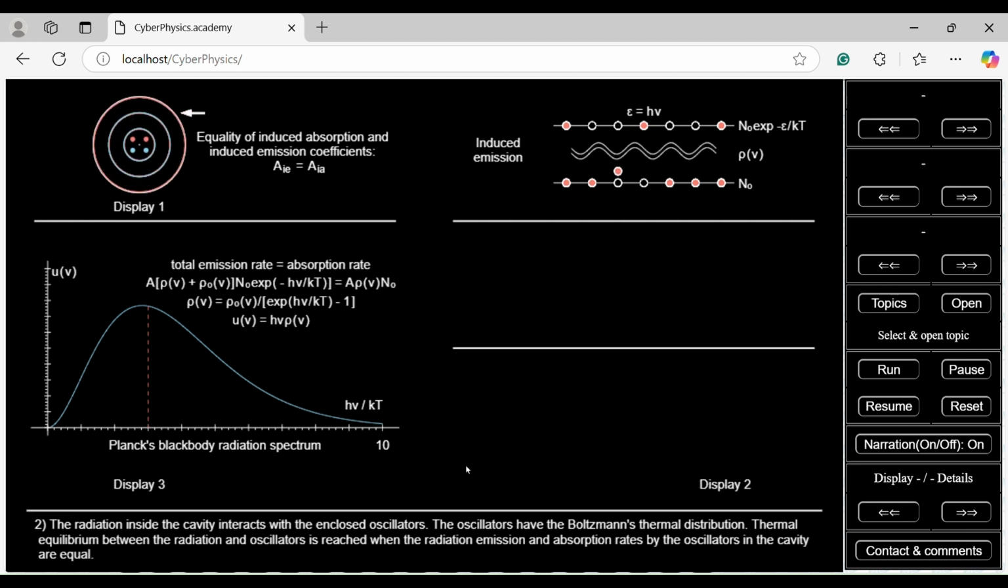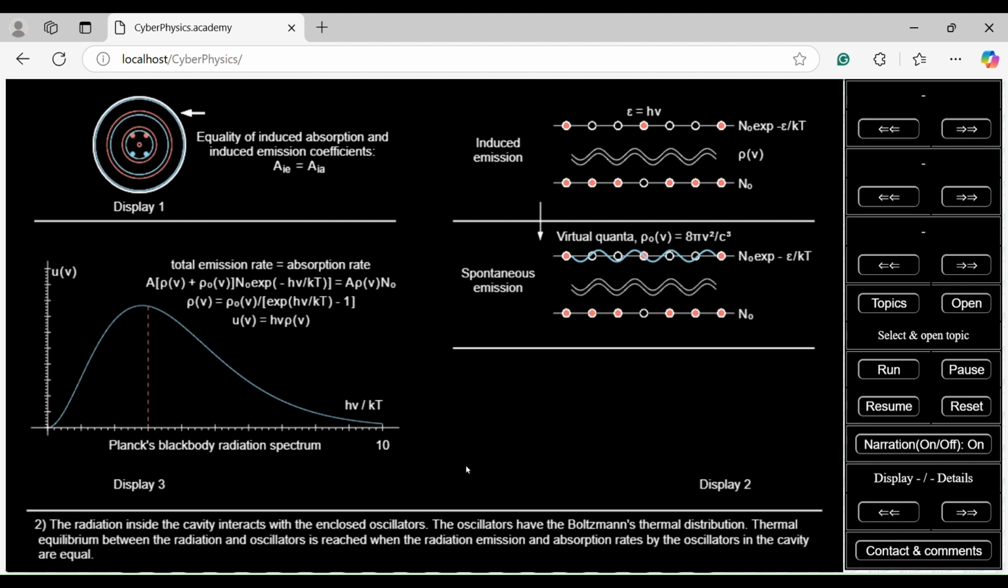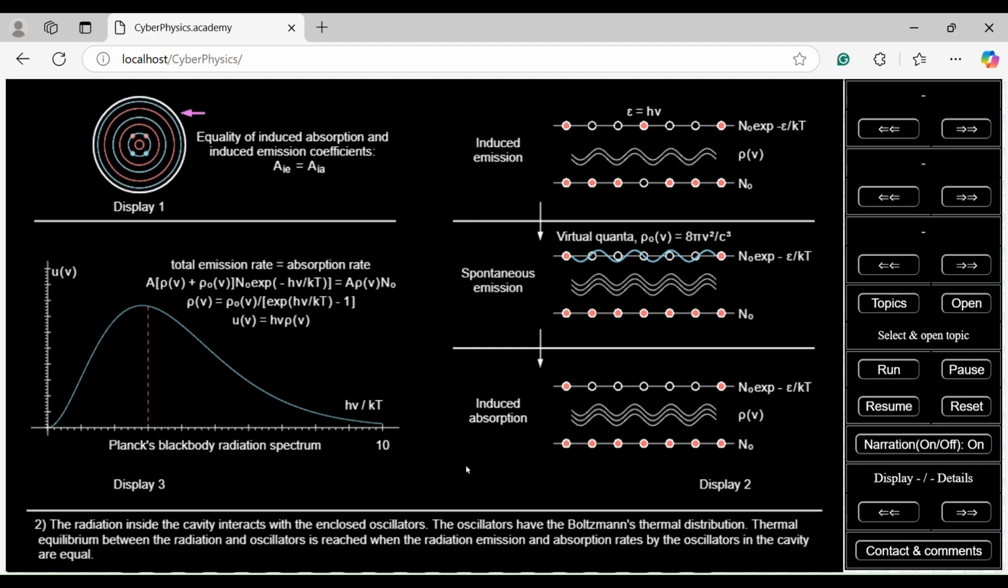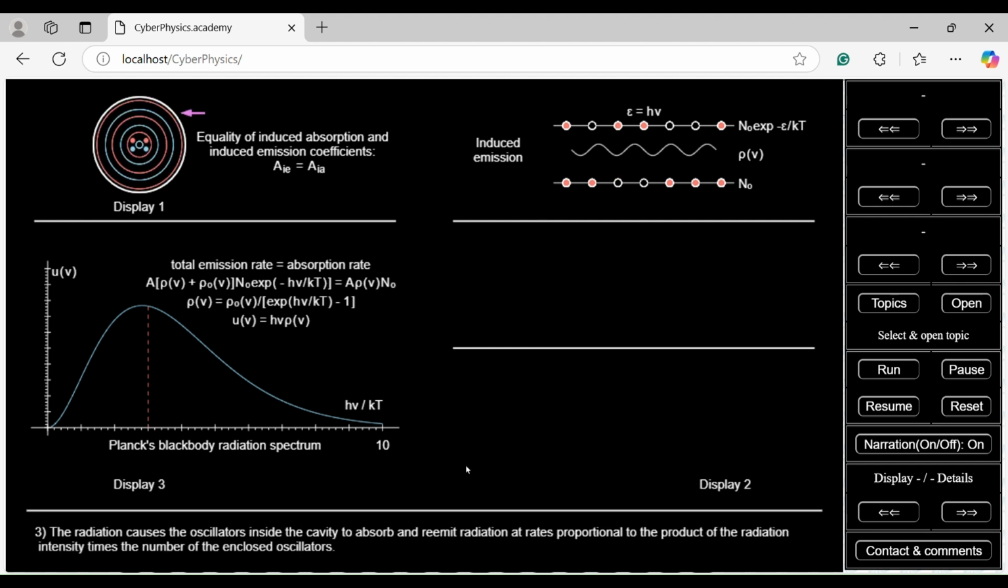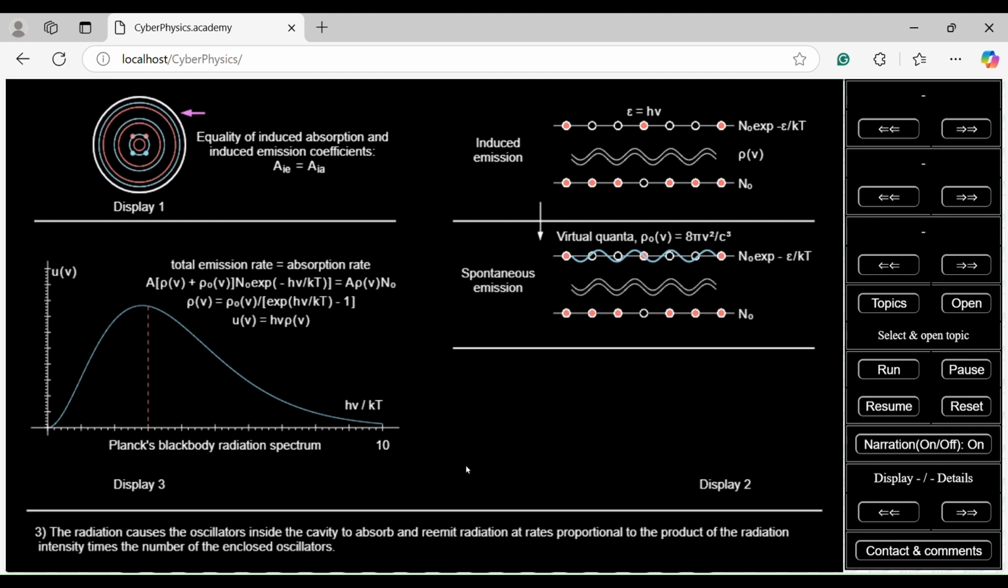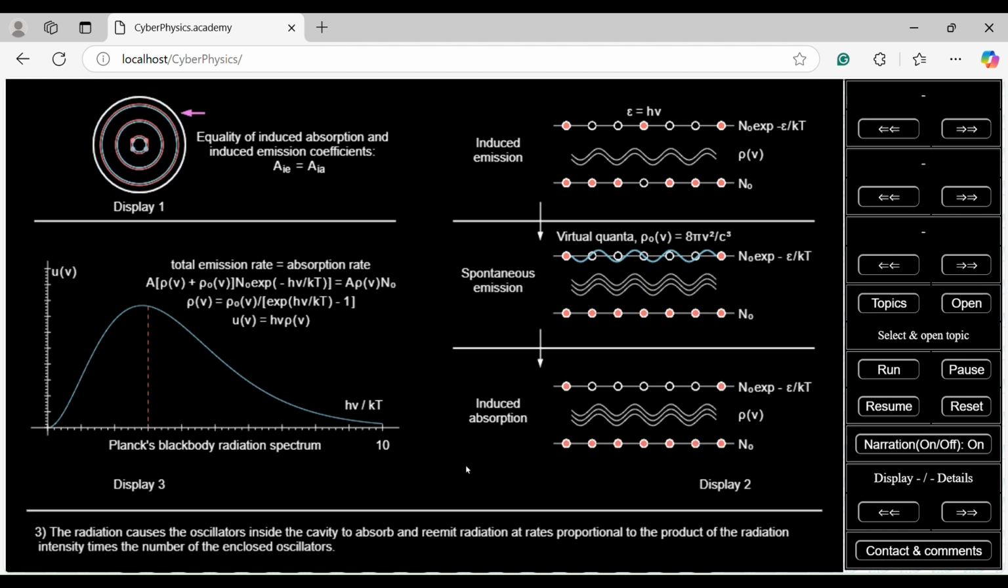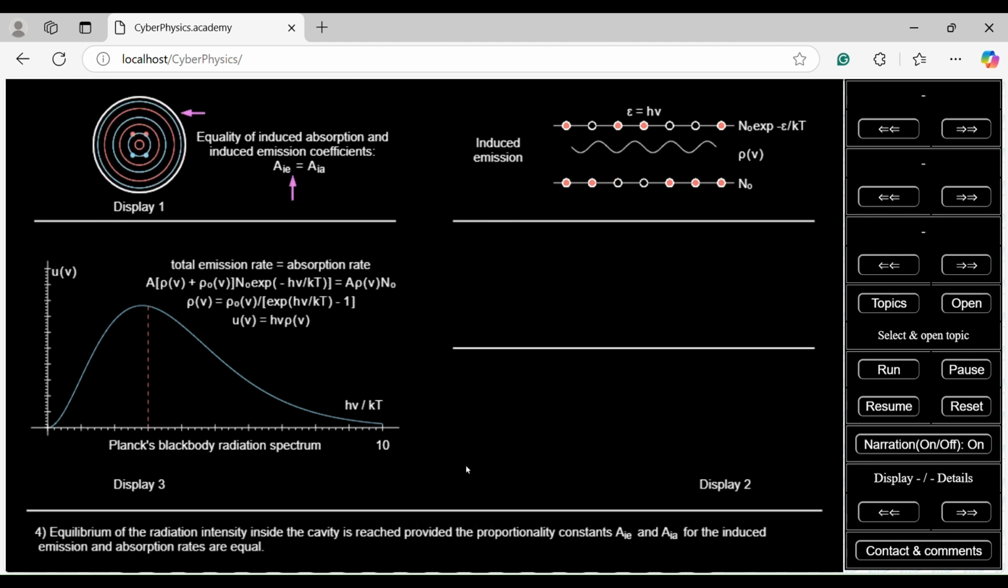The oscillators have the Boltzmann's thermal distribution. Thermal equilibrium between the radiation and oscillators is reached when the radiation emission and absorption rates by the oscillators in the cavity are equal. The radiation causes the oscillators inside the cavity to absorb and re-emit radiation at rates proportional to the product of the radiation intensity times the number of the enclosed oscillators. Equilibrium of the radiation intensity inside the cavity is reached provided the proportionality constants for the induced emission and absorption rates are equal.